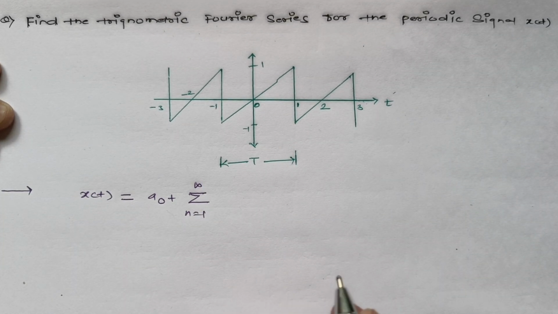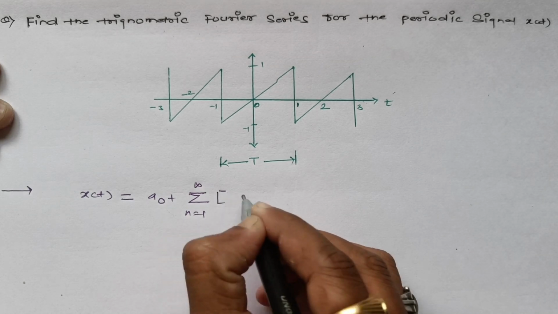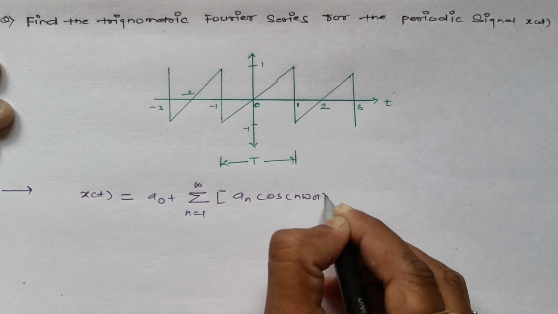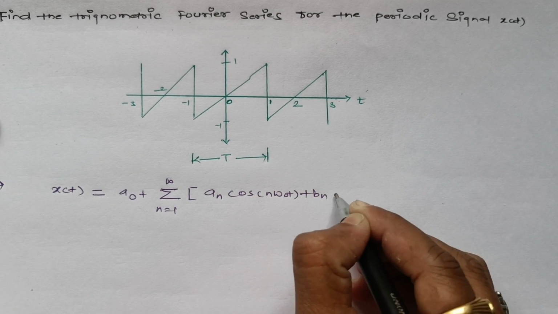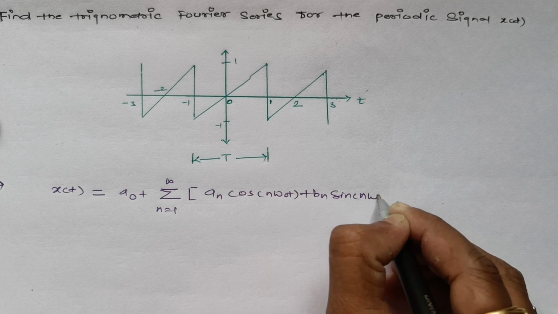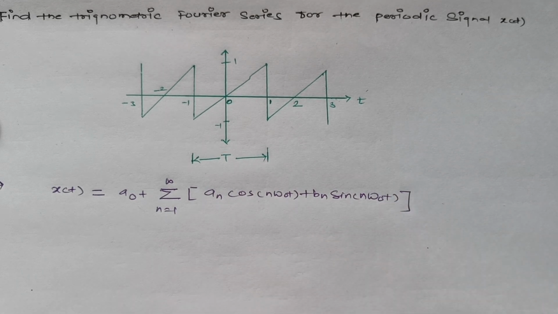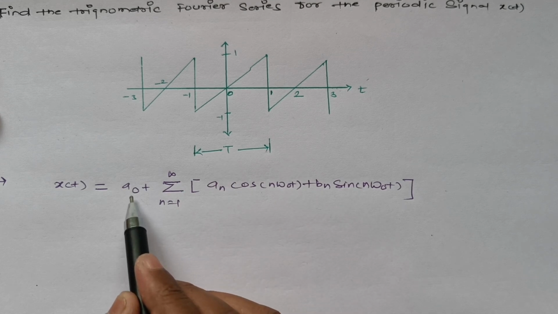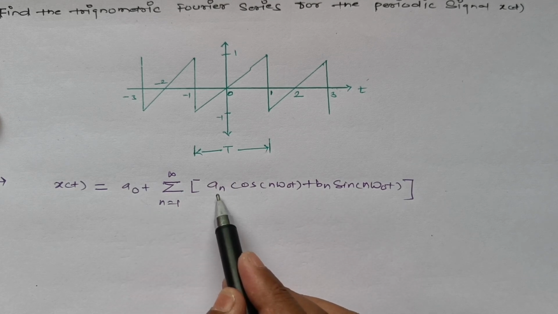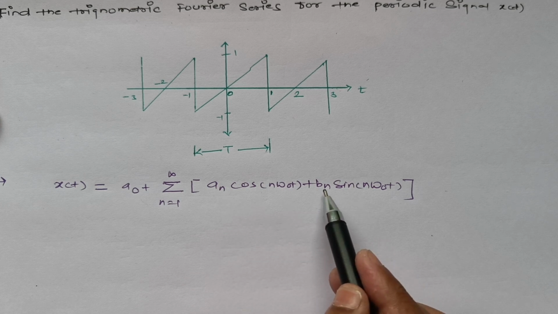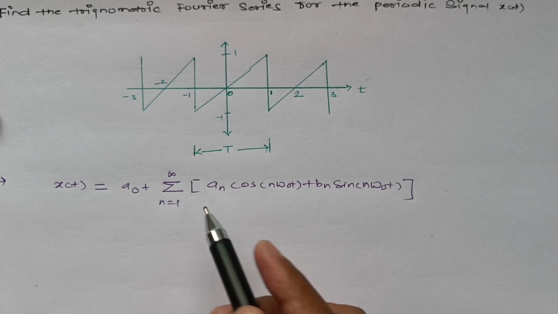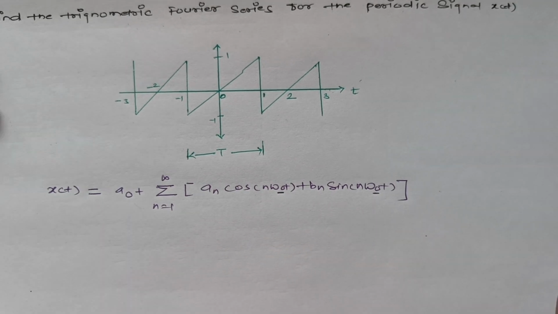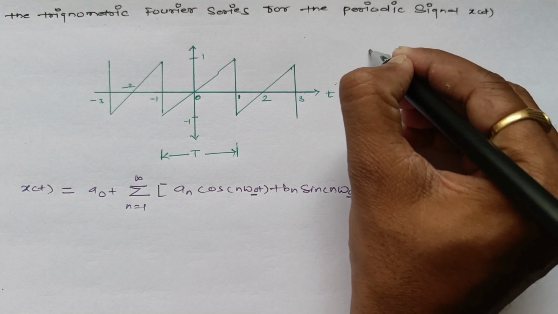Now we have cos and sine terms, so it will be an cos n omega naught t plus bn into sine n omega naught t. This will be a standard representation. To represent this, we have to find the values of a naught, an coefficient, as well as bn, whose value can vary from 1 to infinity. At the same time, we have to find this term, omega naught.